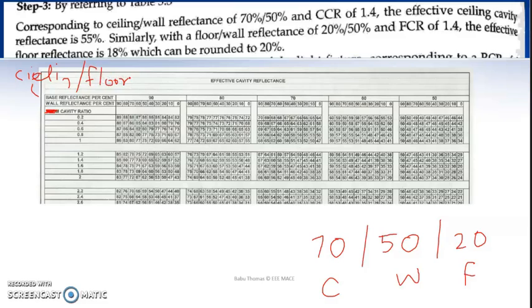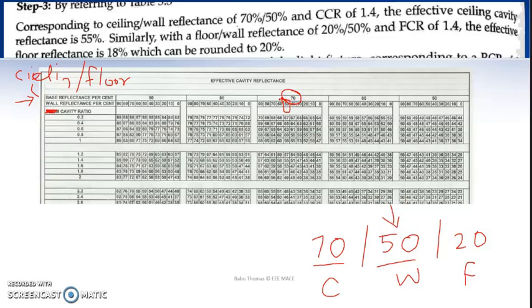Okay, first we are going to consider from the question it is given that the ceiling reflectance is 70, wall reflectance is 50. So here ceiling reflectance is 70 means first you are considering ceiling reflectance. So for 70, this is the 70 value. And from there, you need to consider the wall reflectance which is given as 50. So 70 and 50 is considered.